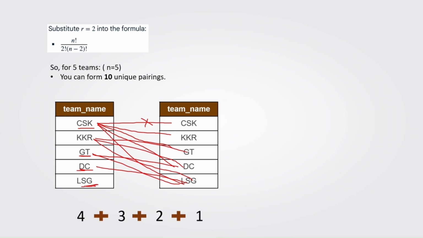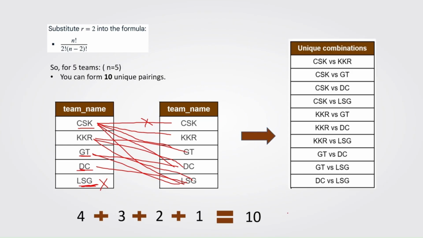And if we talk about LSG, all the possible combinations would be invalid because we have already considered CSK versus LSG, KKR versus LSG, GT versus LSG, and DC versus LSG, and LSG versus LSG is invalid. So there will be 4 plus 3 plus 2 plus 1, that is in total 10 unique combinations. So your final expected output would be this. I hope you understood how we calculated the expected output.